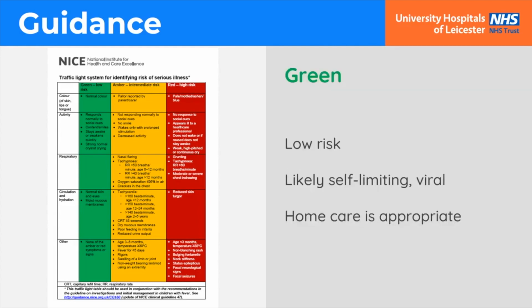And that's where the NICE guidelines for feverish illness in children come in, in particular their traffic light system for identifying the risk of serious illness. If all of Poppy's findings and parameters are in the green area, that's considered low risk. In which case, even if there's not an obvious focus to your eyes, it's likely that Poppy's suffering from a self-limiting viral infection, in which case home care with appropriate safety netting is appropriate.